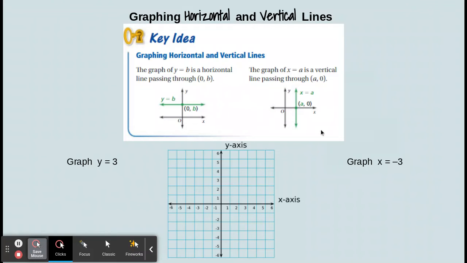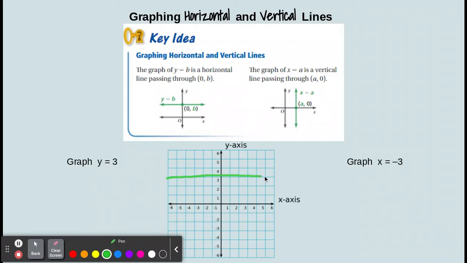All right. The other thing we can do is graph horizontal and vertical lines. Here we have a horizontal line and here we have a vertical line. So if we wanted to graph the line y equals 3, it doesn't really matter what x value we have. The only thing that matters is that our y value always has to be 3. So that's going to look like that.